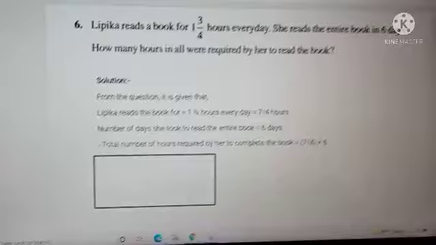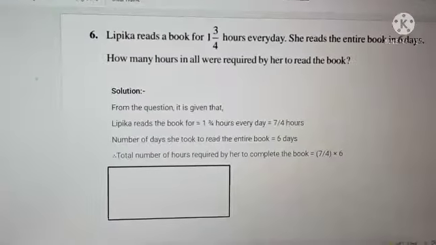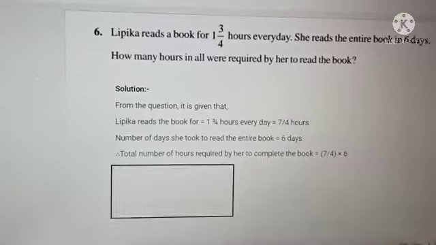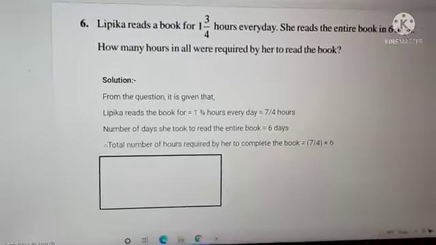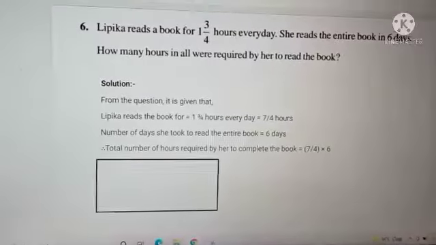Next question. Lipika reads a book for 1 and 3 by 4 hours every day. She reads the entire book in 6 days. How many hours in all were required by her to read the book?